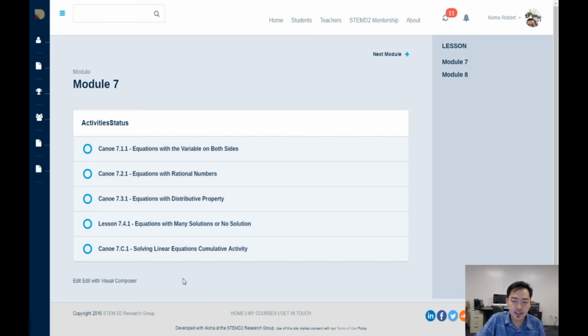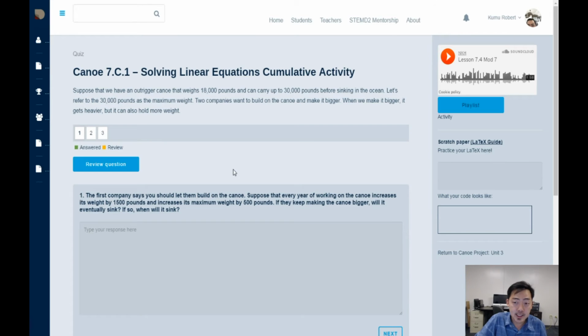Welcome back. The next activity that we'll be looking at is Canoe 7.C.1. This is the first cumulative activity of Module 7. In this activity, we will be talking about building on a heavy outrigger canoe. The more we build on it, the bigger it gets, so it gets heavier. As it gets bigger, it can also increase its buoyancy.